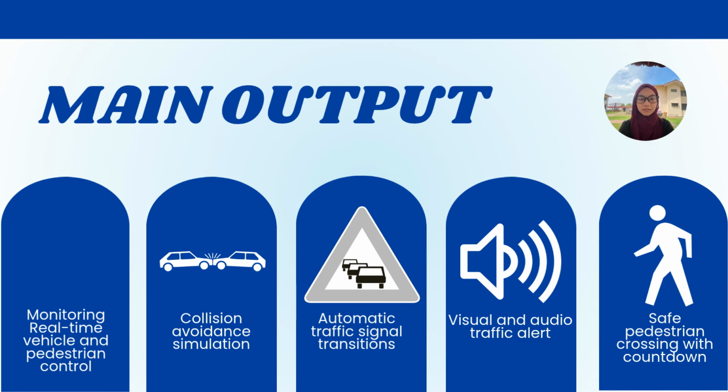In addition, the system includes a collision avoidance mechanism where vehicles slow down or stop when pedestrians are crossing. Finally, visual indicators and audio alerts such as traffic light display, countdowns, warning beeps, and vehicle horns enhance the realism of the simulation and improve safety.